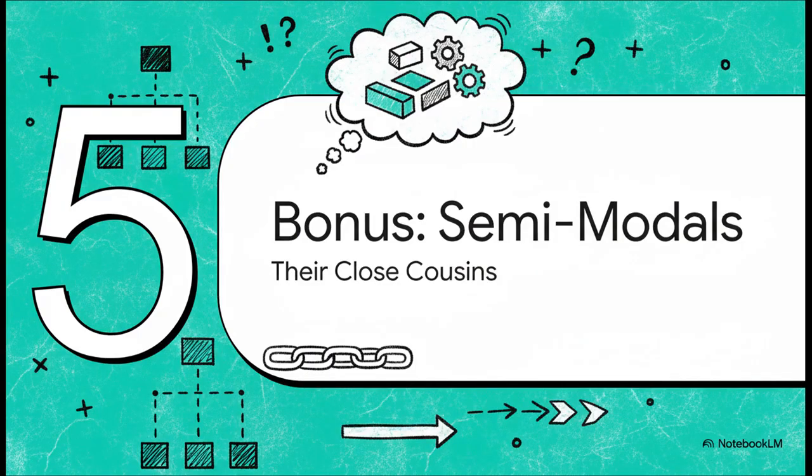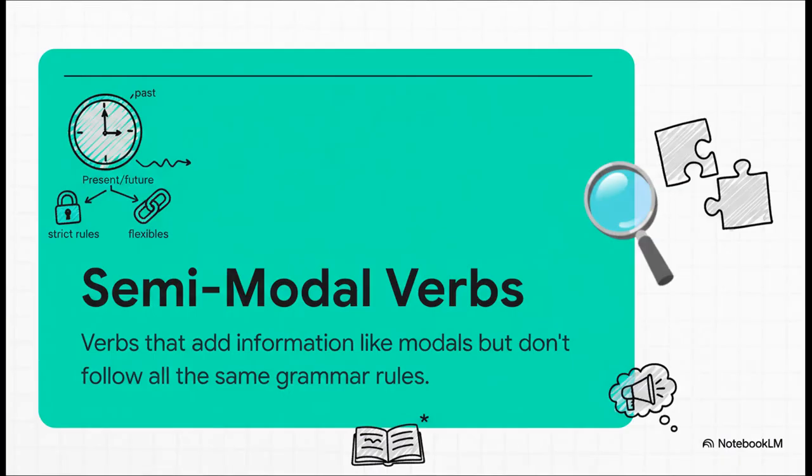All right, we're on to our last section, section 5, and it's a little bonus, semimodals. Let's take a quick peek at a related group of words that can add yet another layer of nuance to your English. So, what are semimodals? Well, words like have to or be able to, they basically do the same job as modals. They add meaning to other verbs. So what's the difference? The key difference is that they don't follow all those strict grammar rules we talked about earlier. For example, have to actually changes for tense. You can totally say, I had to go yesterday.